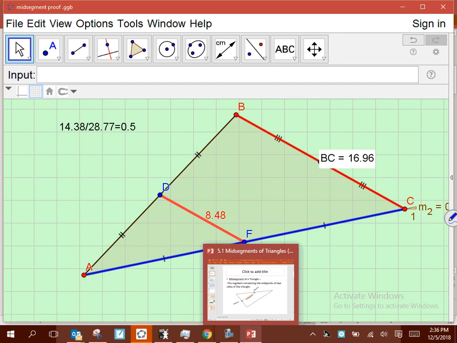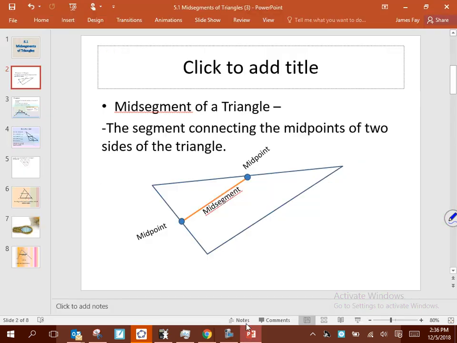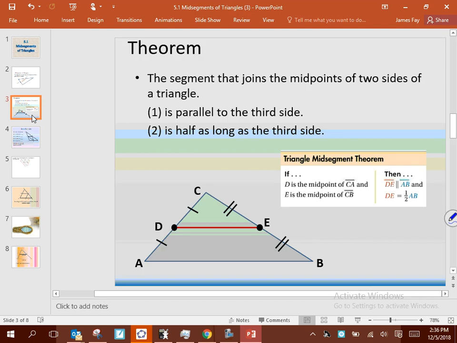So every mid-segment is going to have that relationship: it is parallel to one of the sides of the triangle, obviously the side that it doesn't touch, and it's going to be half the length of that side that it does not touch. Okay? So I'll give you a minute to write that down. That's the theorem.